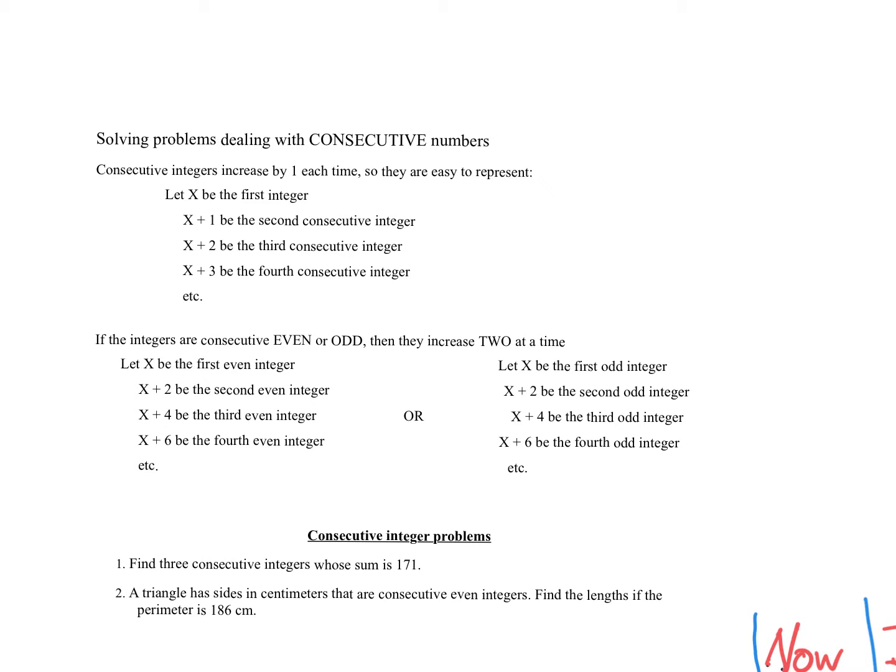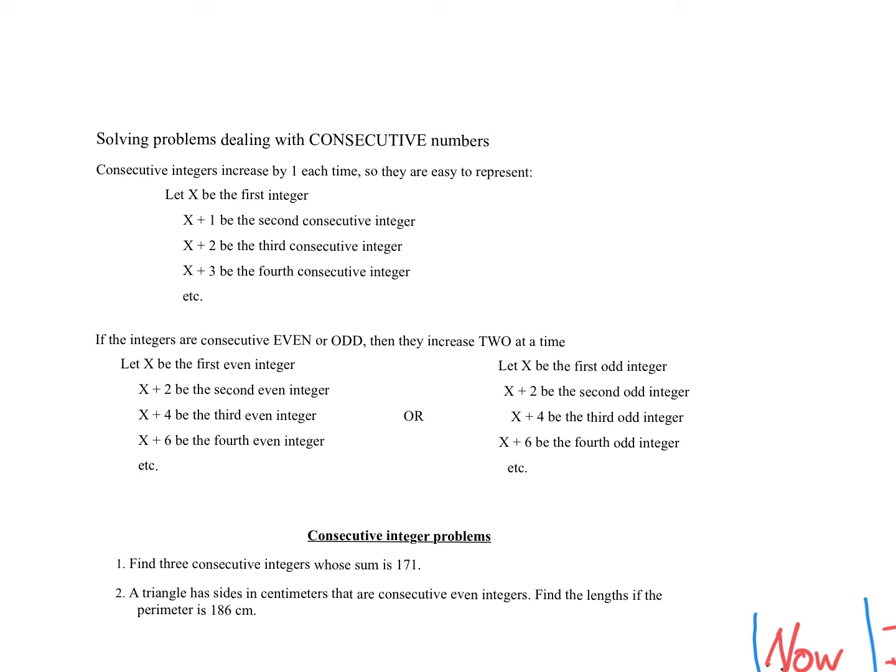Okay, so here's a quick explanation of how to do problems that deal with consecutive numbers. First of all, consecutive numbers are things like, we start off with the number 5, then the consecutive integer after that would be 6, and then 7. Those are consecutive integers because it's the next integer, the next consecutive integer.